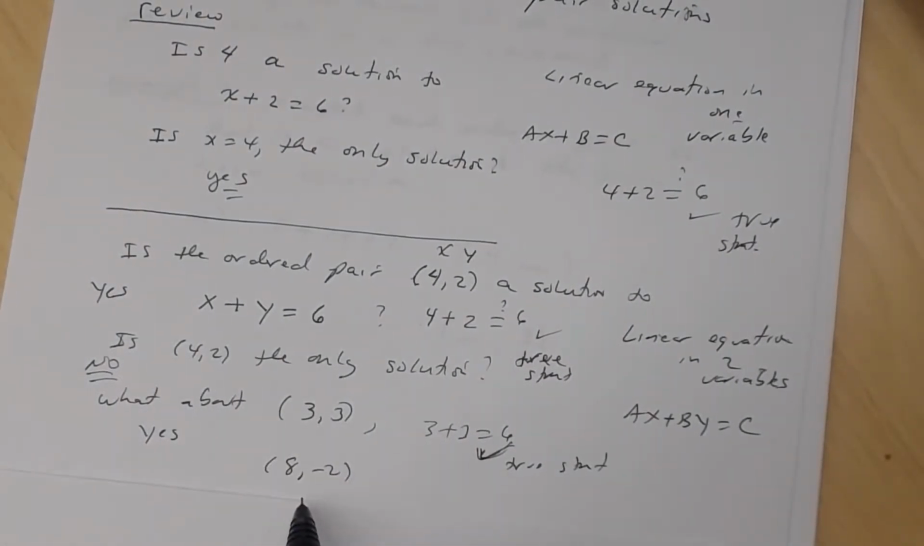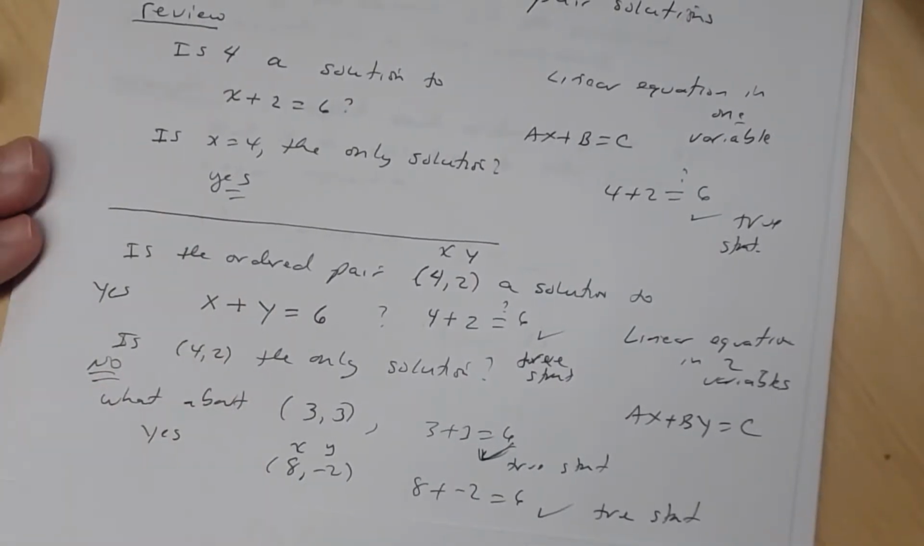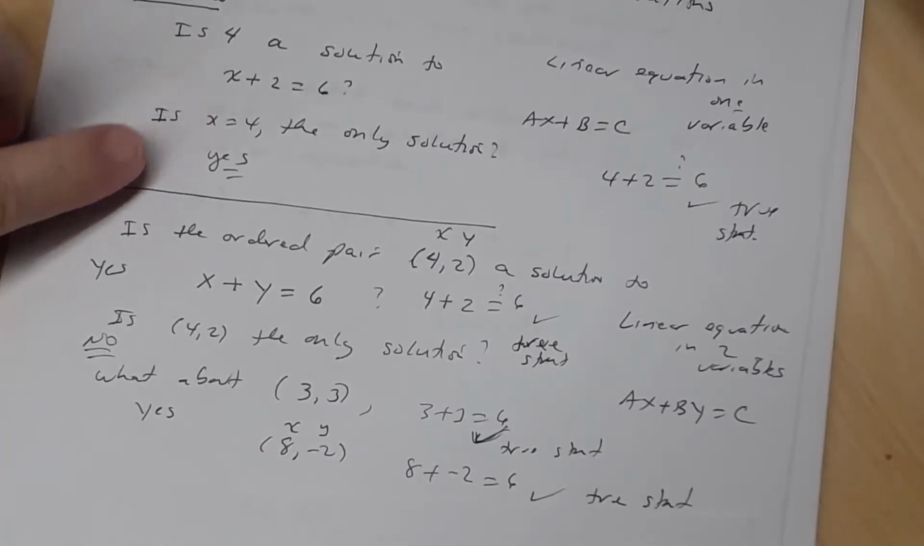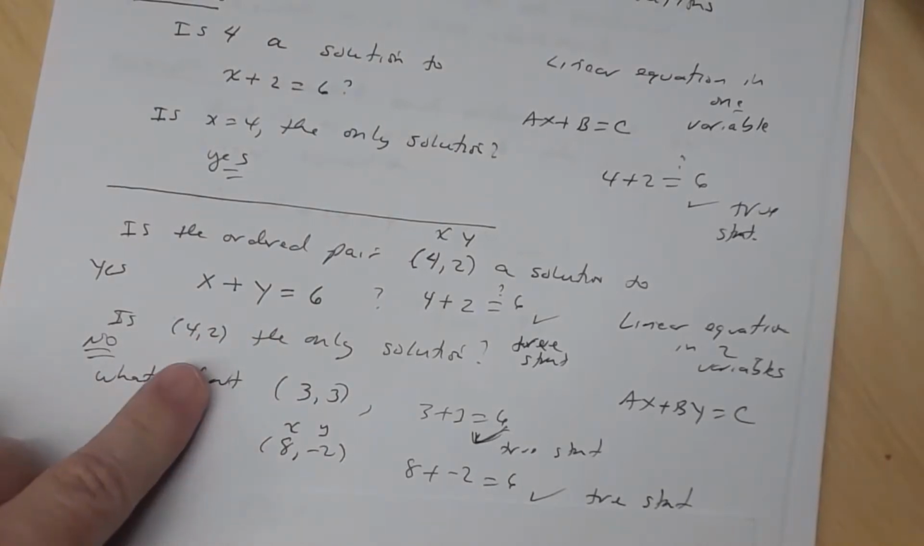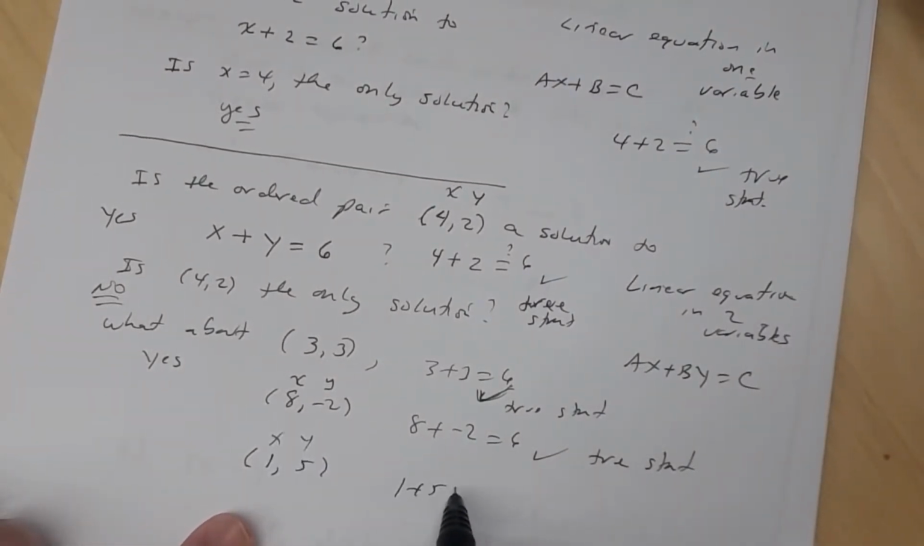What about (8, -2)? Is (8, -2) a solution? Well, if I substitute 8 for x and negative 2 for y, the question is, is 8 plus negative 2 equal to 6? And the answer is yes. So notice that for this linear equation in 2 variables, I'm getting quite a few solutions. In this one variable, there was only one solution. In a linear equation in 2 variables, it looks like a lot of solutions. What about (1, 5)? If this is x and this is y, is 1 plus 5 equal to 6? The answer is yes. That's a true statement.